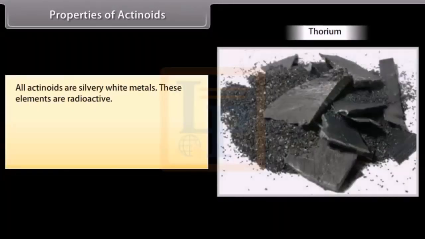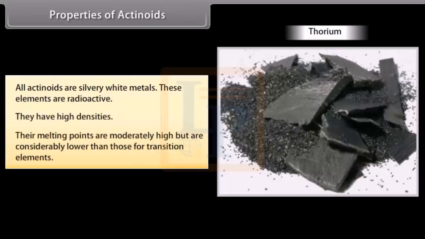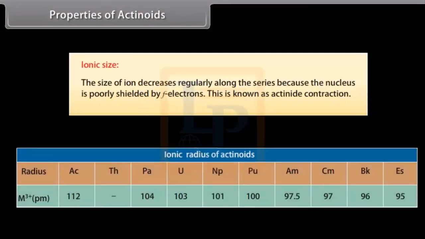Properties of actinoids. All actinoids are silvery white metals. These elements are radioactive. After uranium, all the elements are man-made. They have high densities. Their melting points are moderately high but are considerably lower than those for transition elements. Ionic size. The size of the ion decreases regularly along the series because the nucleus is poorly shielded by f electrons. This is known as actinide contraction.